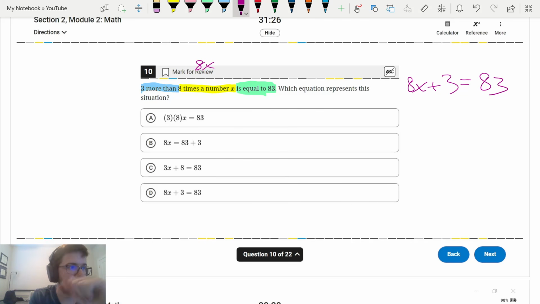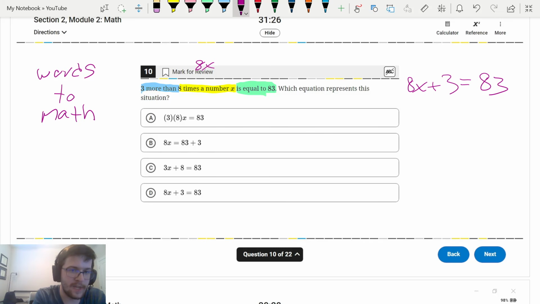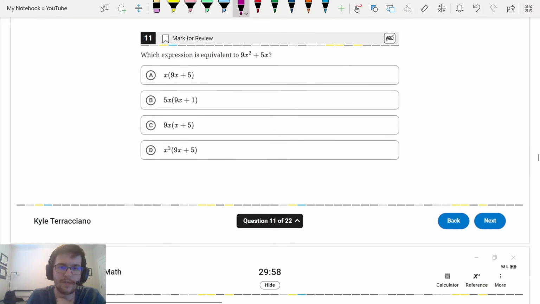That's it. These can be really tricky. Lots of people call this words to math. You should just practice this over and over again until it's easier for you. I'm sure you could find some good YouTube videos on how to do this. Okay, so the answer is D. You don't even need to solve it. That's it. Great. Let's go to the next one.